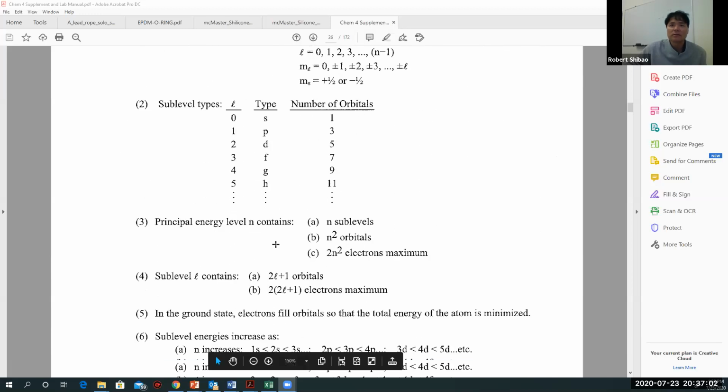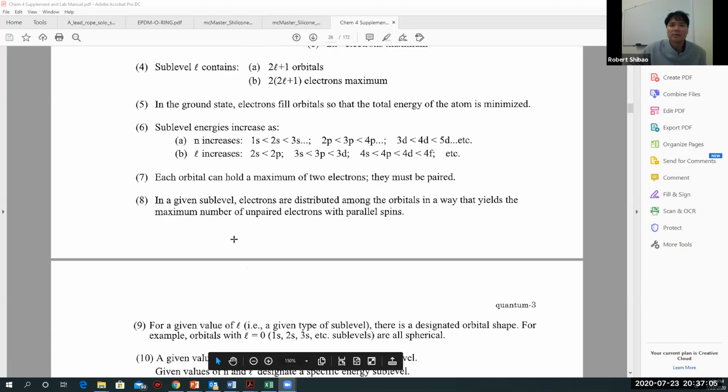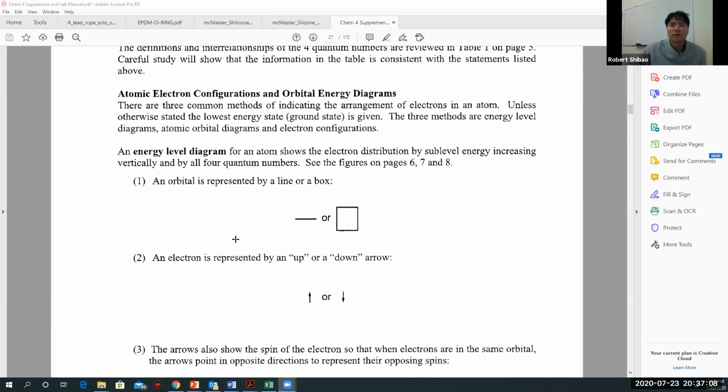So I copied this and put it in a slide. I didn't copy these; you don't really need to know that. We represent allowed energies as lines or boxes, and we represent electrons as arrows. So this is an electron with its magnetic spin up, which we call plus 1/2. This is an electron with its magnetic spin down, which we call minus 1/2. And so these are called spin orientations. There are only two spin orientations for an electron. It could either be spin up or spin down.